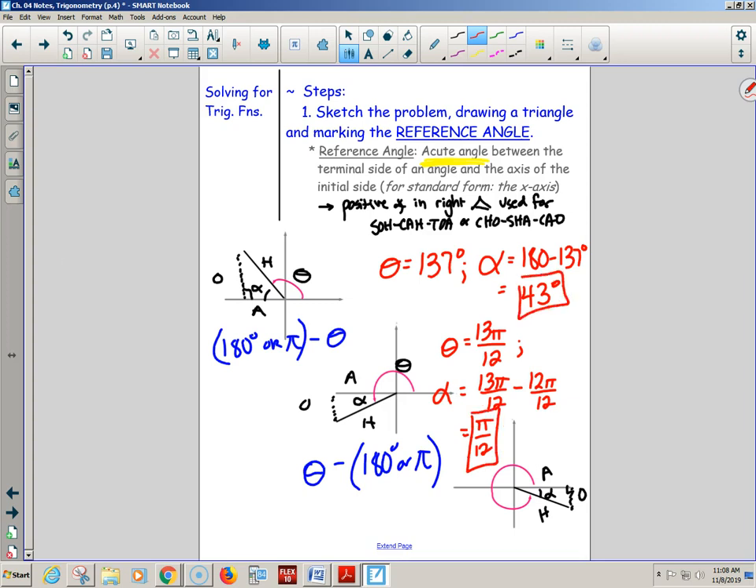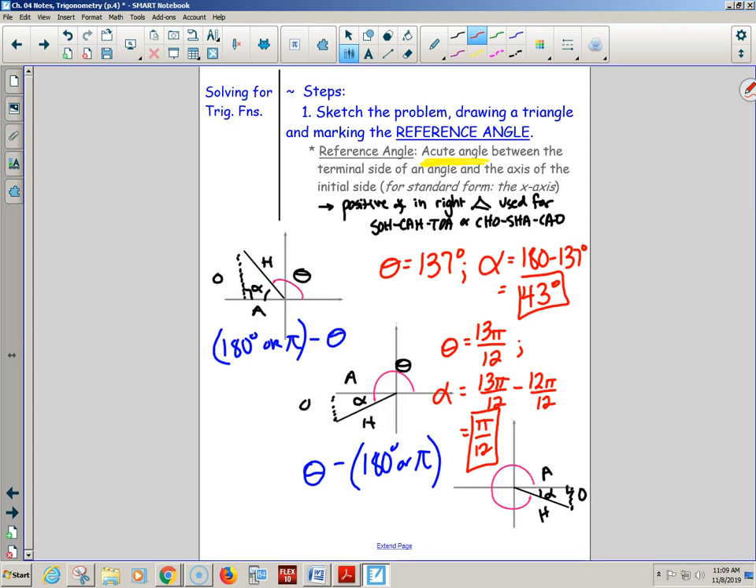So if you can visualize where the angles are, as long as you understand the reference angle just gets you to the 180: either the angle's too big, so subtract 180, or the angle's too small, so subtract from 180. If it's in degrees or radians, just substitute the 180 for the pi.